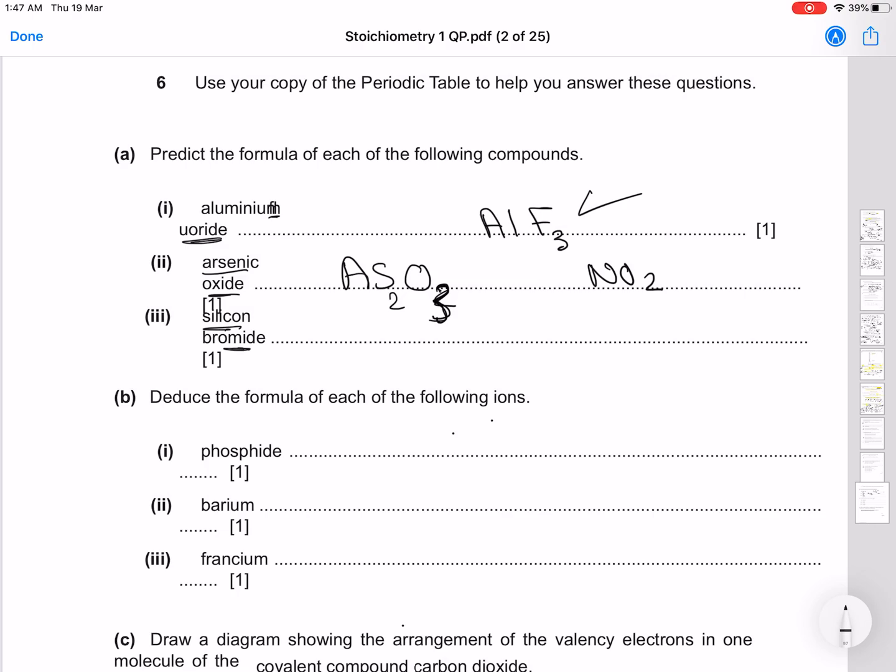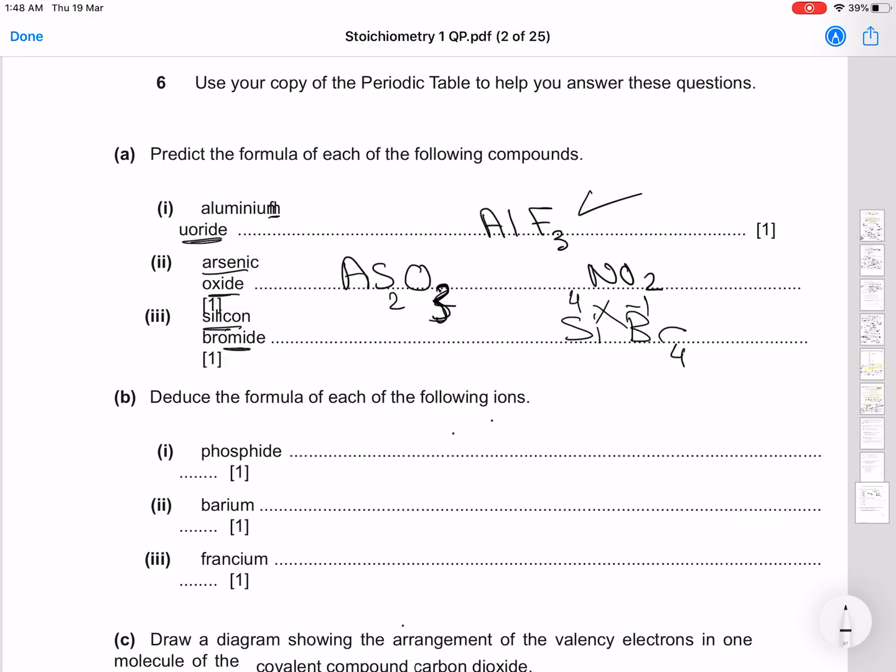Okay, let's move to the silicon bromide. The silicon bromide, I have Si and Br, and this is group 4, this is group -1, so it has to be SiBr4.